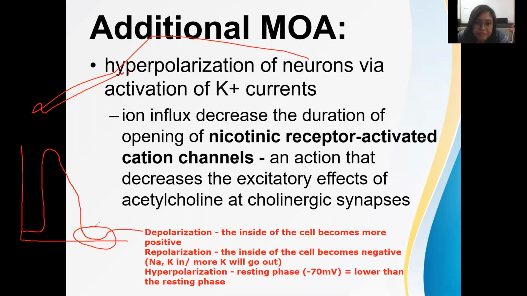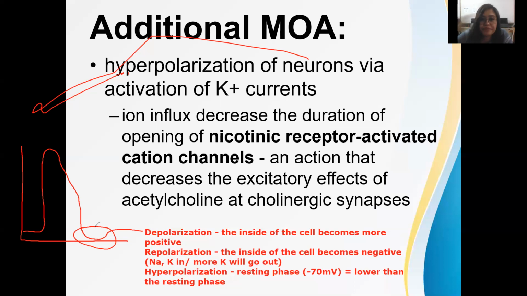So when our cell experiences that, there is more of a negative effect. Meaning many processes in the body will stop or slow down. So what hyperpolarizes is actually the potassium channels. So there will be ion influx, decreasing the duration of opening of the nicotinic receptor activated cation channel. So this is an action that decreases the excitatory effects of acetylcholine at cholinergic synapses.